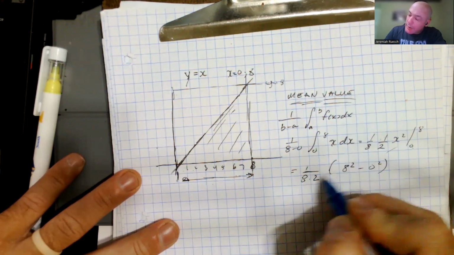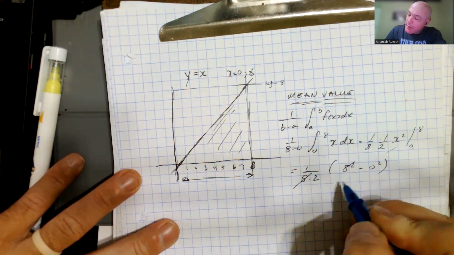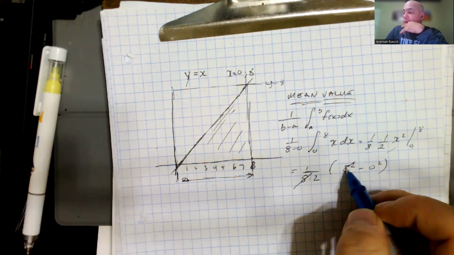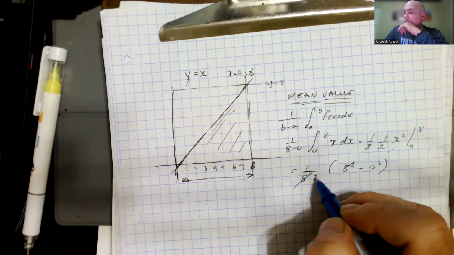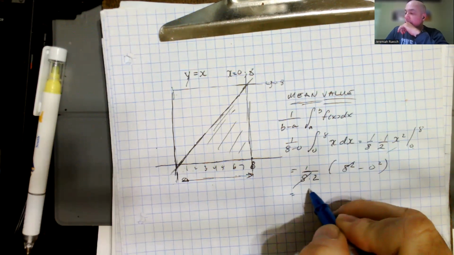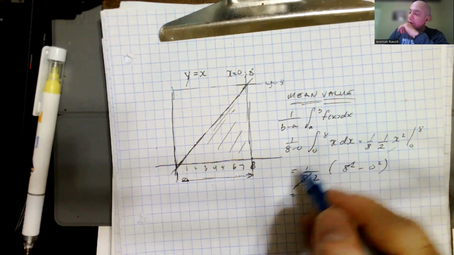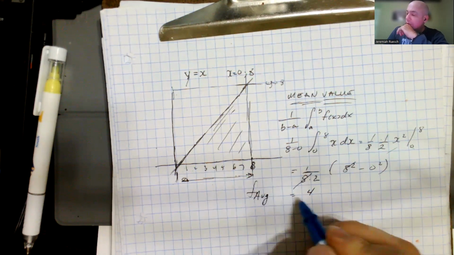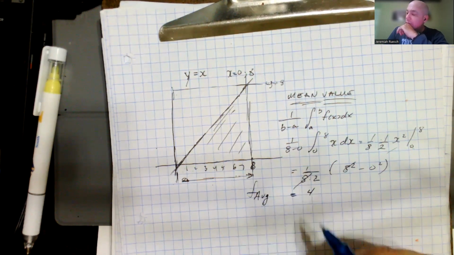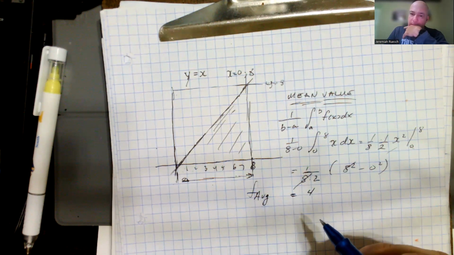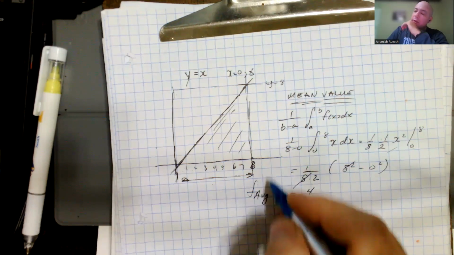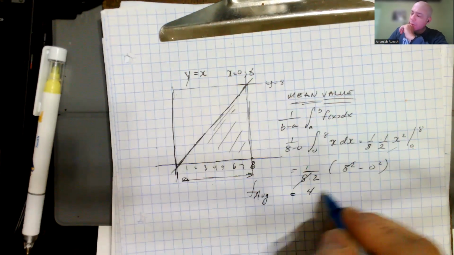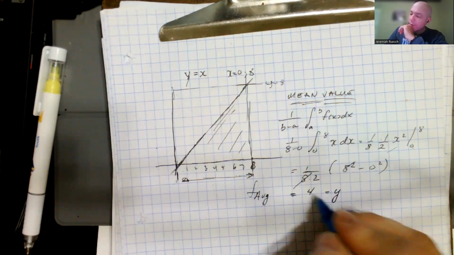Okay, now notice I have 8 squared here and an 8 down here, so one of those 8s is going to cancel out. So I have just an 8 left over upstairs, and then I'm going to divide that 8 by 2, and so that gives me a total value of that. Okay, so the average value is equal to 4. Remember that our f here was y equals x. So what this is really saying is that y is equal to x.